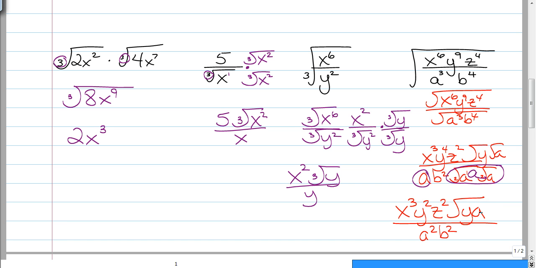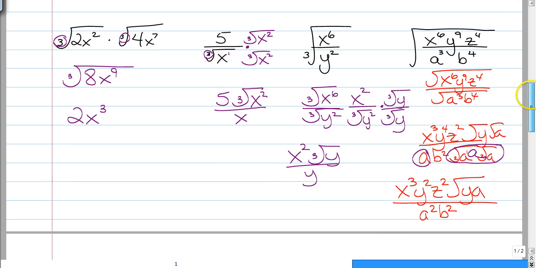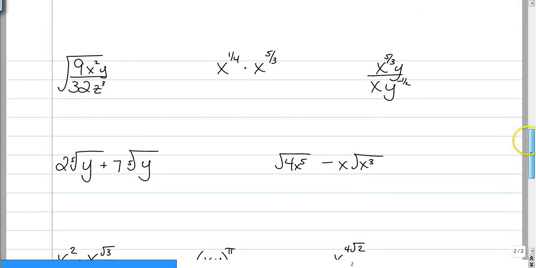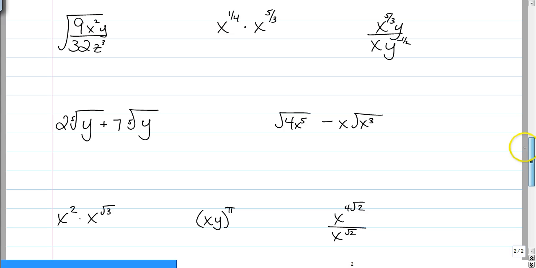Okay? That one was pretty challenging with regards to rationalizing the denominator. So, here we go. Here's a little variety for you. You have 8 questions. See if you can handle these all on your own, and we'll check back in a minute.